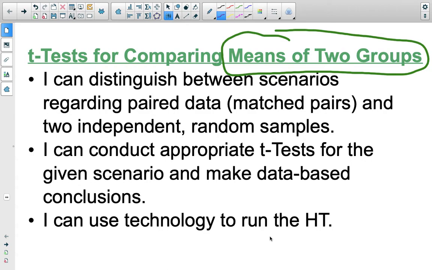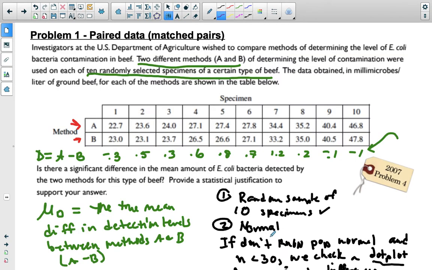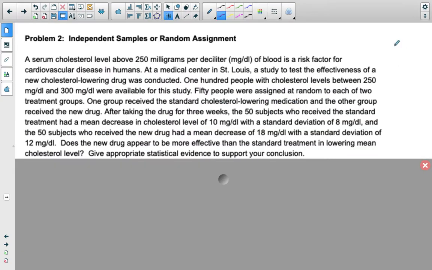So we're going to look at our second scenario where we have to compare the means of two groups. This one's going to be along the lines of where we have two independent groups, possibly from random sampling. So we're going to use the t-test, and we're going to use the technology to run this hypothesis test. This is our first problem with matched paired data, where we had meaningful pairs of the data for each specimen. So now we have this scenario where it's a medical scenario.